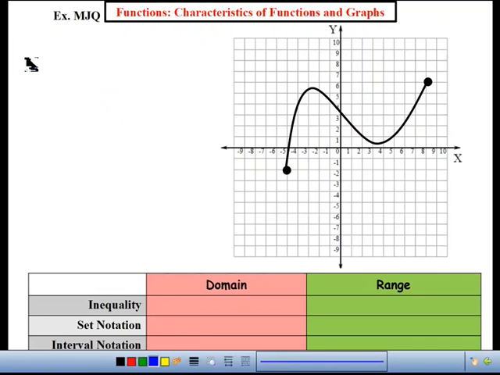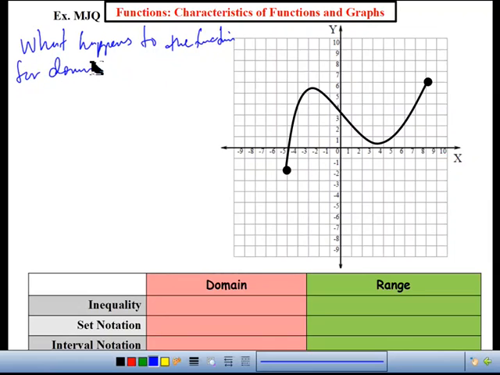Look up. Write this down. What happens to the function for domain 0 to 3?